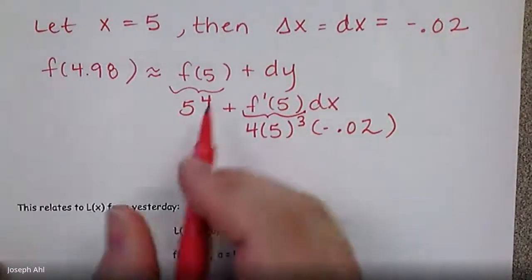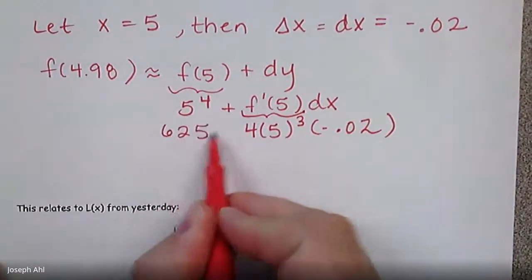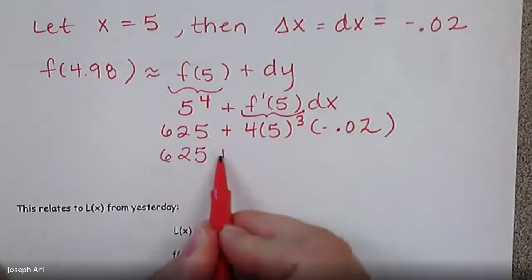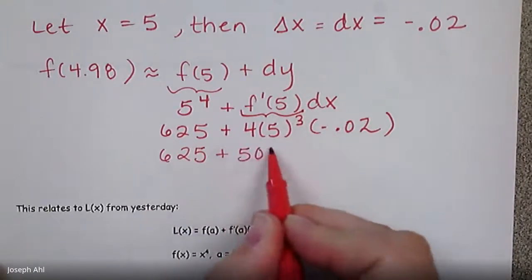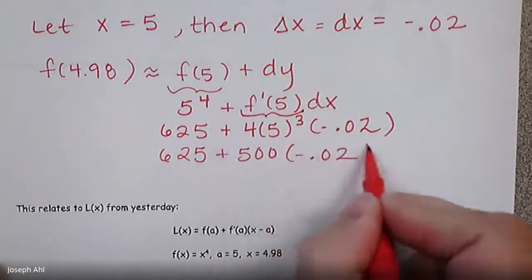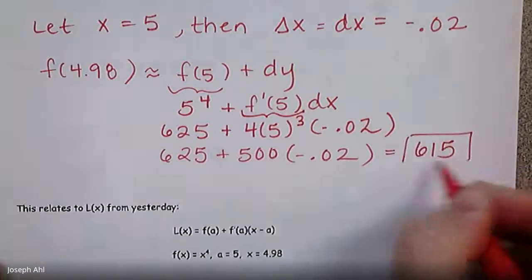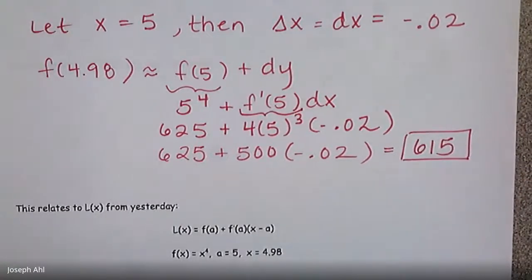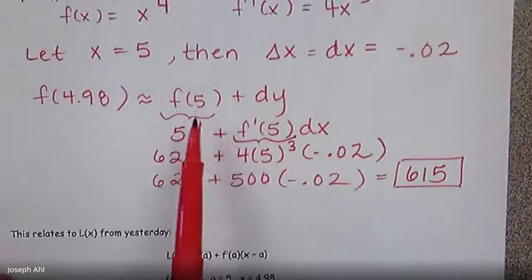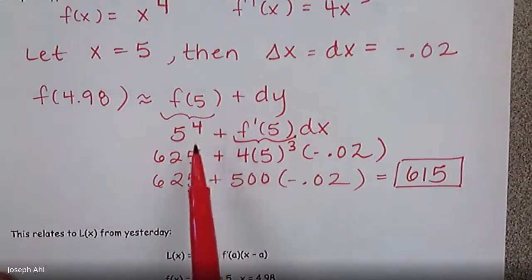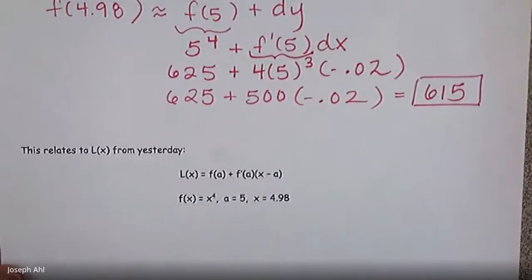So if we make those substitutions appropriately, 5 to the fourth is 625. And 625 plus, this actually turns out to be 500 here, 4 times 125, times the negative 0.02, gives you a total here of 615. So using differentials, this concept of taking the actual y value plus whatever that differential is by going back 2/100ths on the x-axis, we can use the slope of the tangent line to approximate that. And of course, we can then check this on the calculator to see how accurate we are.